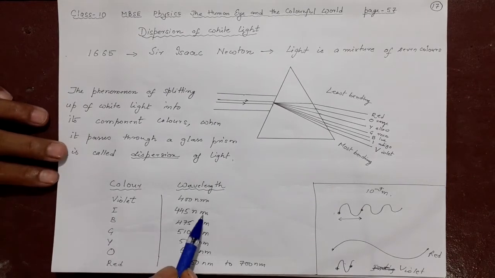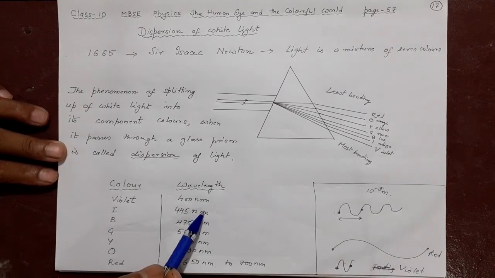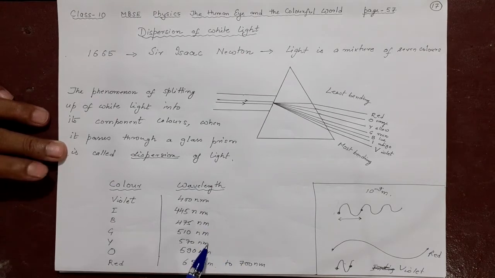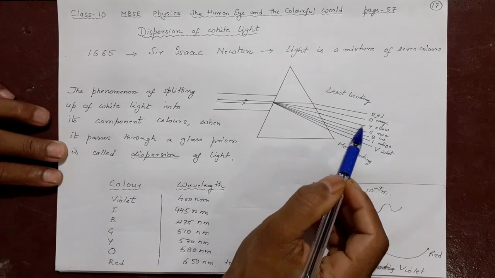Red color is more, violet color is least. Okay, so the deviation of the yellow color is taken as the mean deviation. Why? Because it is at the middle. We believe that this is the mean.